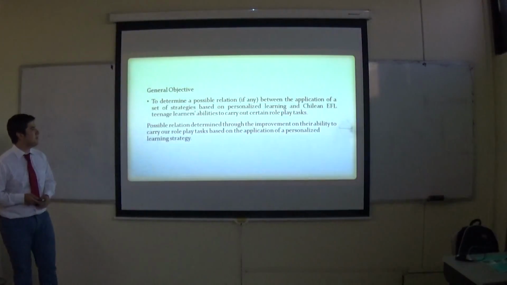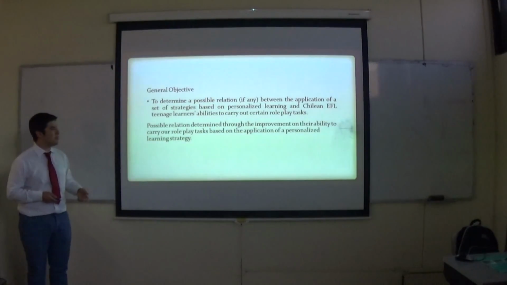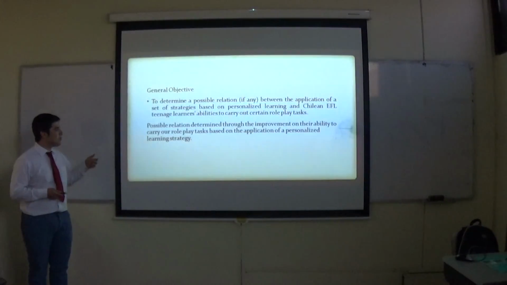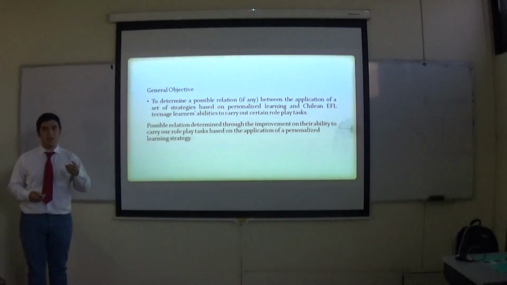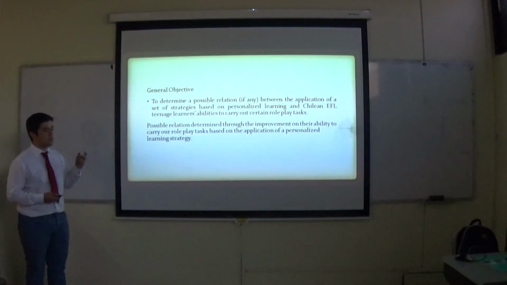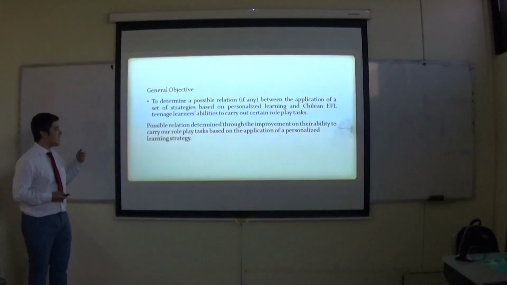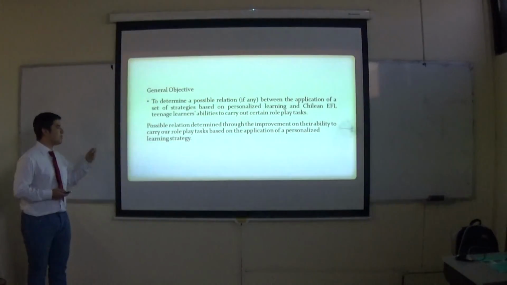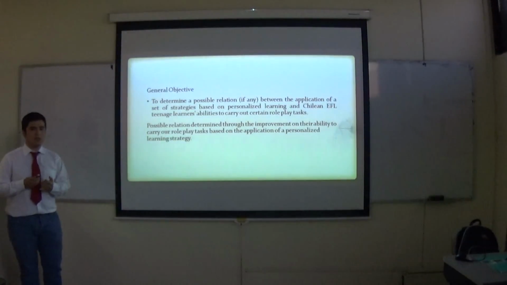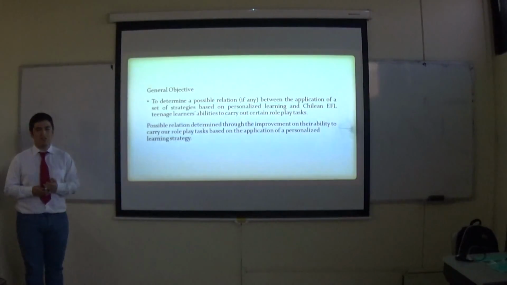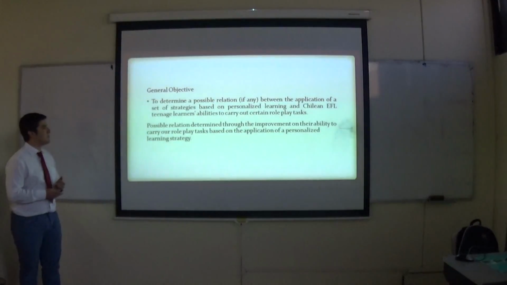And the general objective, which is to determine a possible relation, if any, it was a possible relation through the improvement. It was a 17% improvement between the first and the second role play activity. So there can be a possible relation between the personalized learning strategy and the ability to carry out these role play activities.